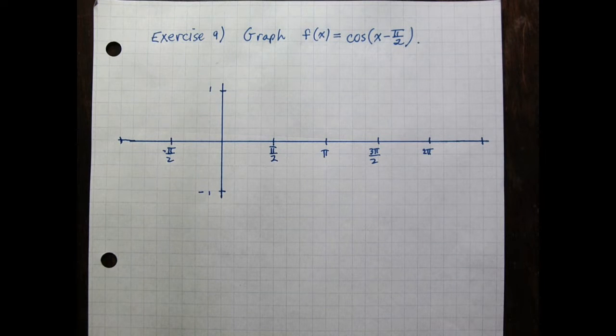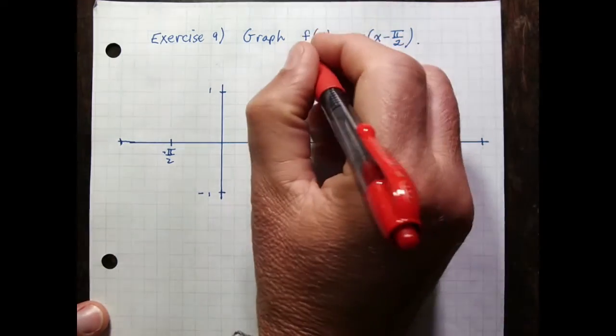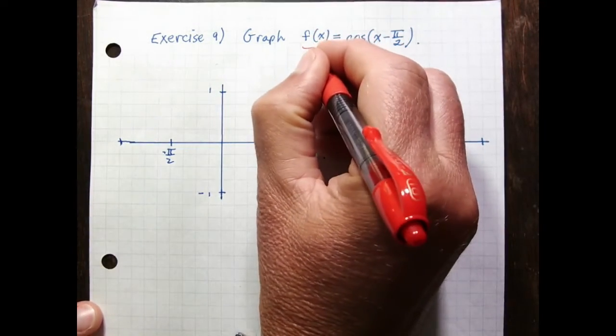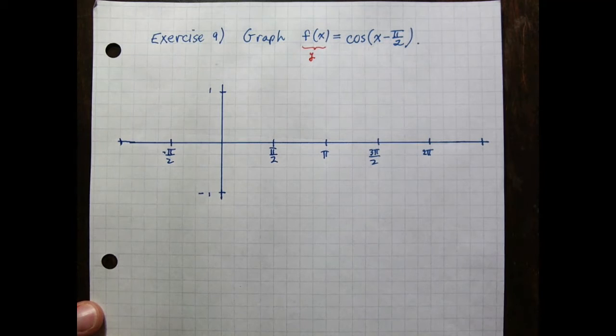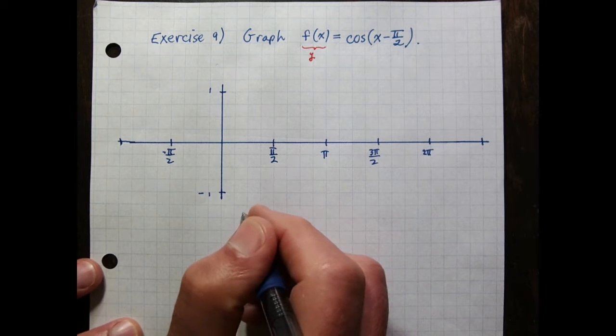In exercise 9, we're going to graph the function f of x equals cosine of (x minus pi over 2) in parentheses. Here we're using function notation. f of x is just the same as saying y. And we're going to think of this as a transformation of the cosine function.